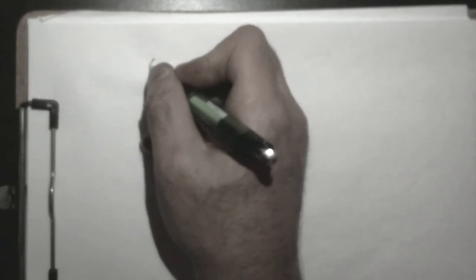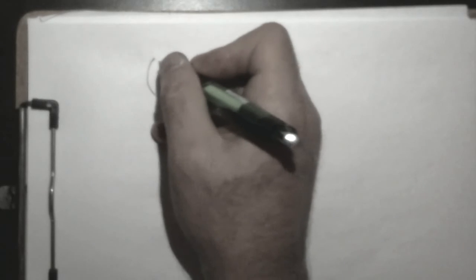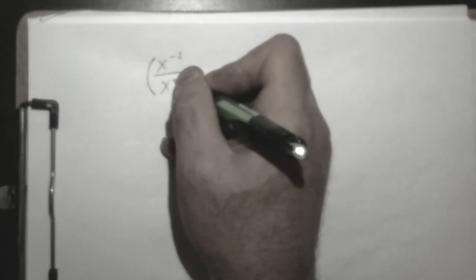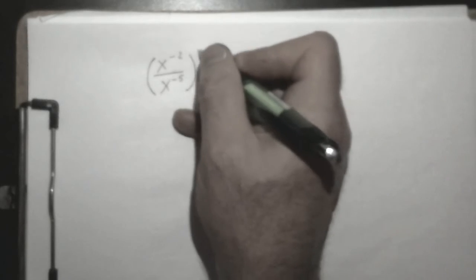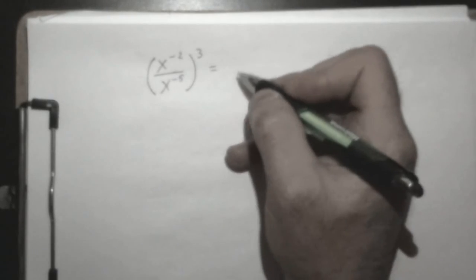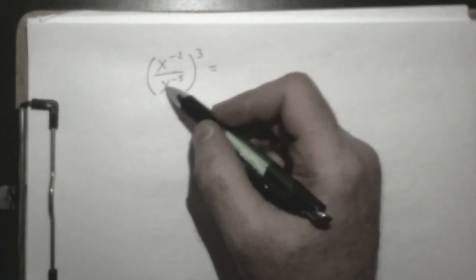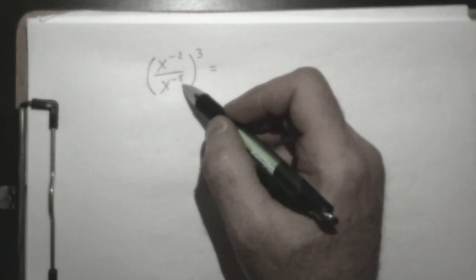All right, let's look at a couple more here. About x to the negative 2 power divided by x to the negative 5 power. And this whole quantity is raised to the 3rd power. Now there's a couple different ways you could do this problem. We could work inside the parentheses first and divide these like bases of x.